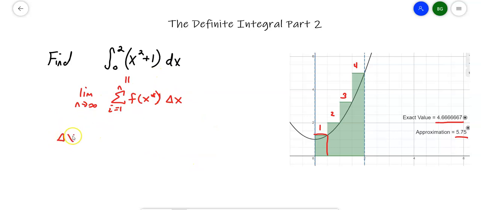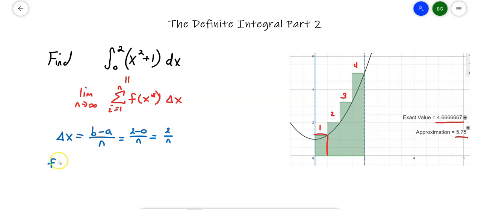First of all, let's find out what delta x is going to be. Maybe I should switch colors for this. We'll do our work in blue. So delta x is the width of our subintervals. And remember, that's b minus a over n, which in this case is 2 minus 0 over n, which is 2 over n.